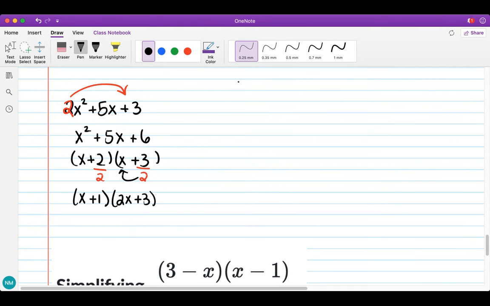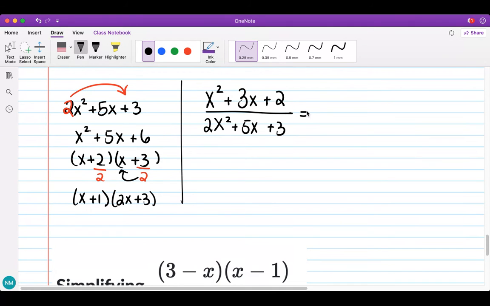So let's say you had a function like x squared plus 3x plus 2 over 2x squared plus 5x plus 3, right? This one on top, we do reverse FOIL. So we get x plus 2 and x plus 1. And then this one down here, we just factored it. X plus 1 and 2x plus 3.